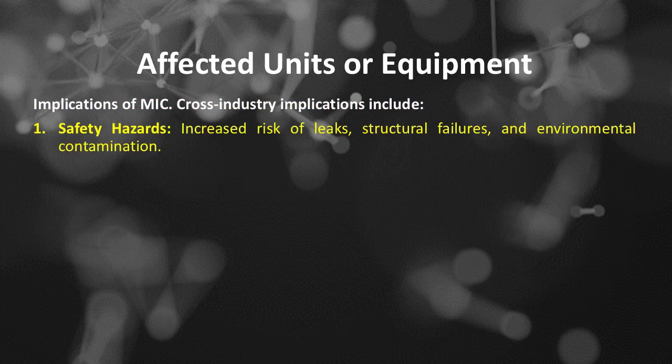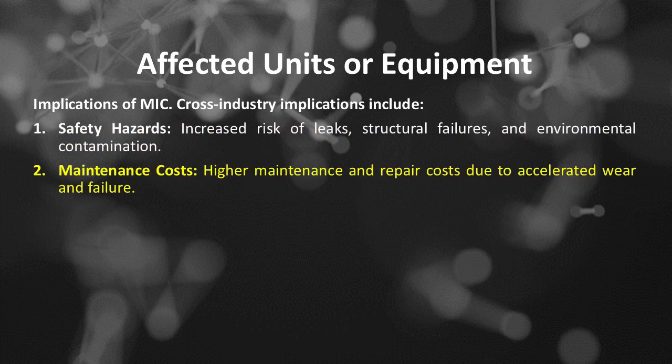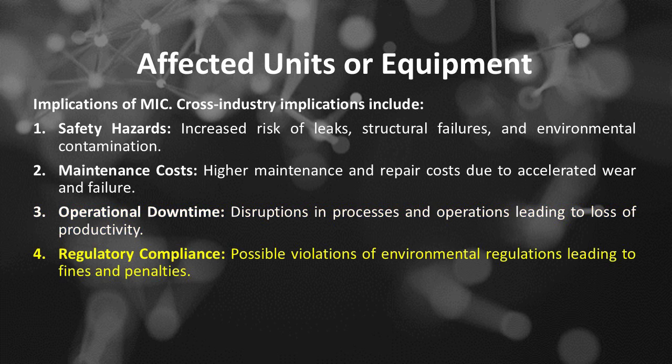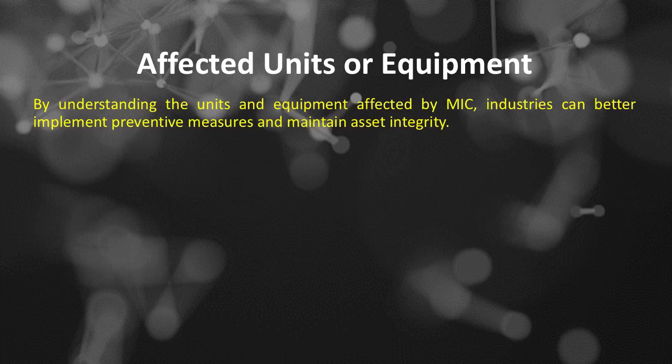Increased risk of leaks, structural failures, and environmental contamination. Number 2 is maintenance costs, higher maintenance and repair costs due to accelerated wear and failure. Number 3 is operational downtime, disruptions in processes and operations leading to loss of productivity. Number 4 is regulatory compliance, possible violations of environmental regulations leading to fines and penalties. By understanding the units and equipment affected by MIC, industries can better implement preventive measures and maintain asset integrity.